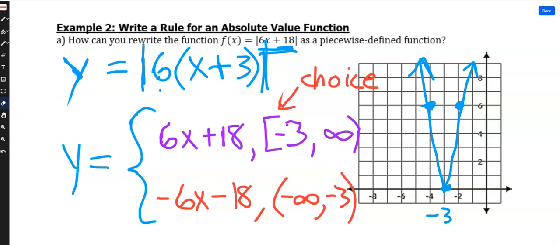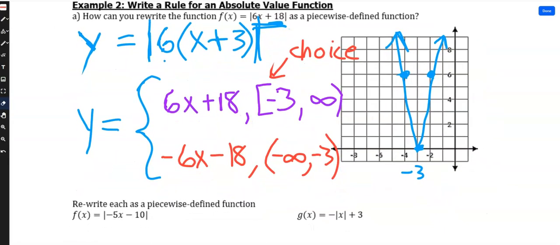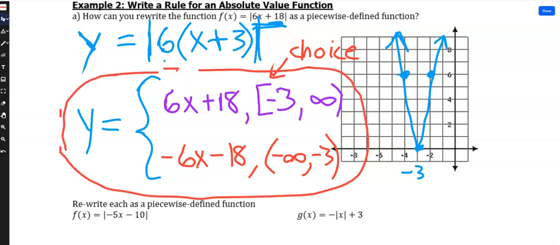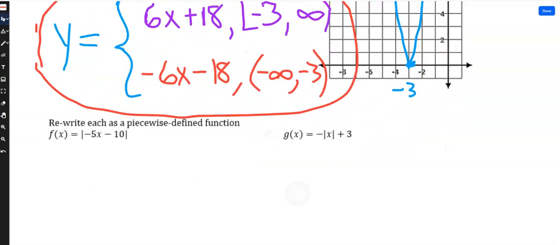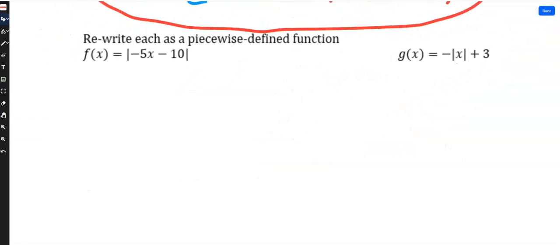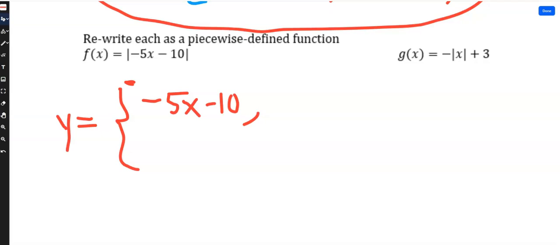But this is an absolute value function. So the moral of the story is the first one looks like the inside. The second one looks exactly the opposite. I mean, literally that's it, folks. Nothing terribly, awesomely difficult about it. So, rewrite each as a piecewise function. All right, so y equals, here to here. The first one looks exactly like the one on the inside. The second one looks like the exact opposite. Straightforward, pretty easy.